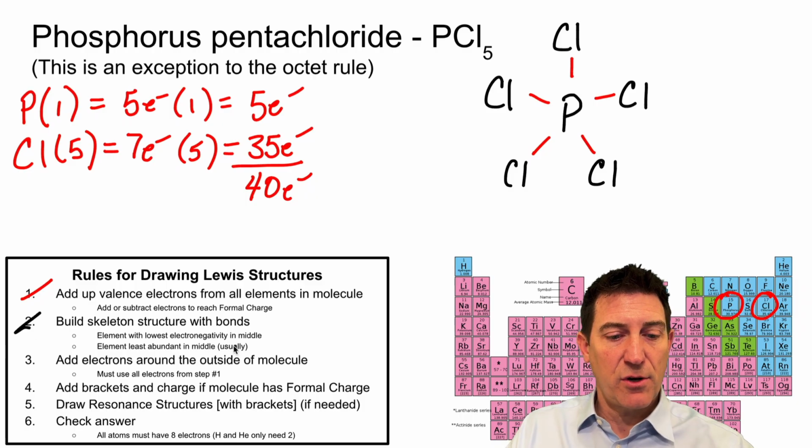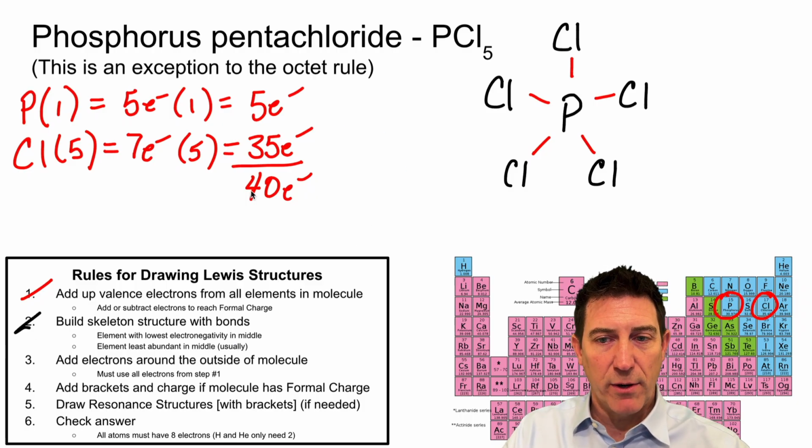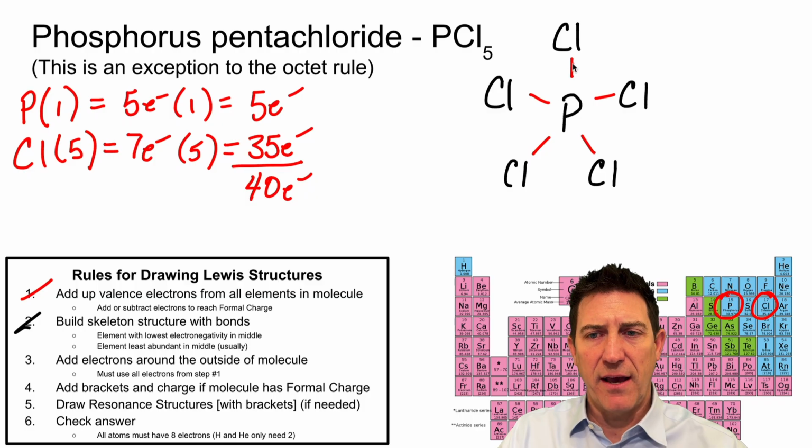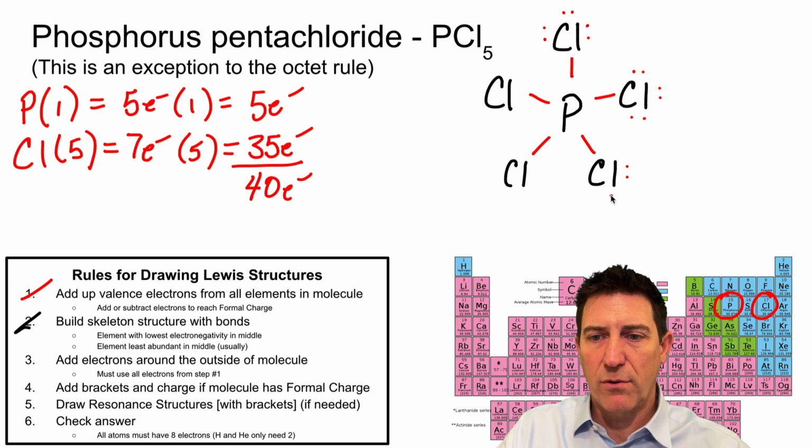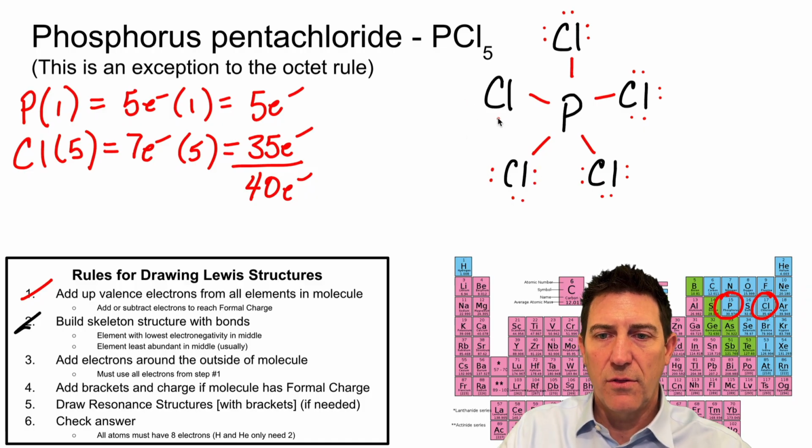We built the skeleton structure. Now we're going to add electrons until we reach 40. I need to count up how many I've used. 2, 4, 6, 8, 10. Let's start here. 11, 12, 13, 14, 15, 16, 17, 18, 19, 20, 21, 22, 23, 24, 25, 26, 27, 28, 29, 30, 31, 32, 33, 34, 35, 36, 37, 38, 39, 40. There we go. I've used up all 40.